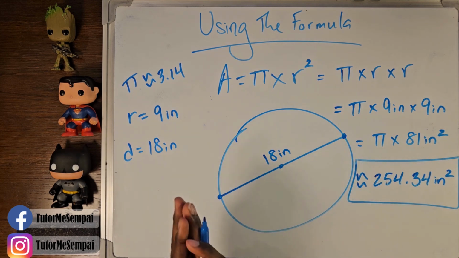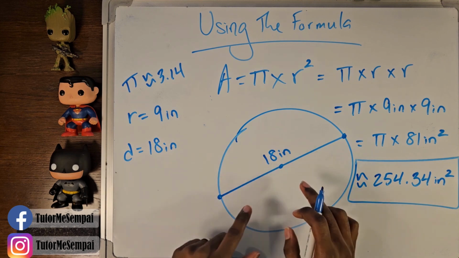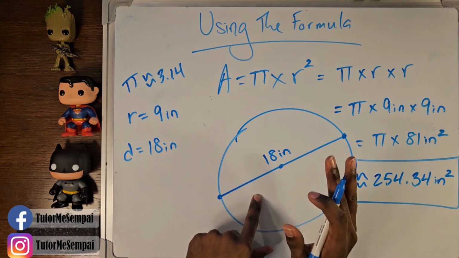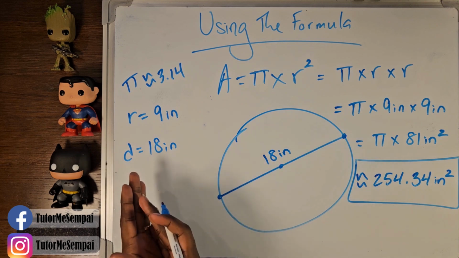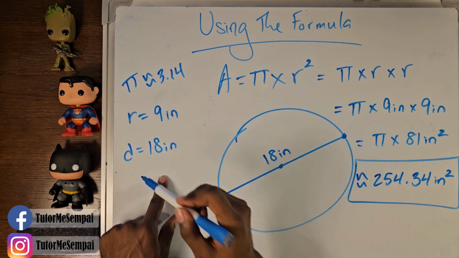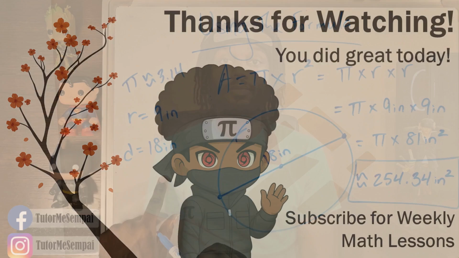And notice we didn't have our radius to begin with. We had diameter, but we still found our area because we know that the radius is just half of the diameter.